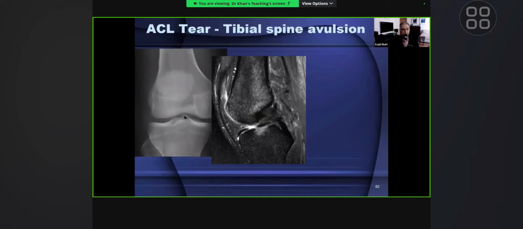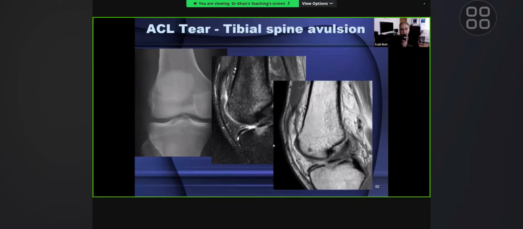But in the tibial avulsion of the ACL, you can see a bone fragment, which has avulsed from the tibial attachment site. And in the intercondylar notch, all we see is a big mass of fibrous tissue.